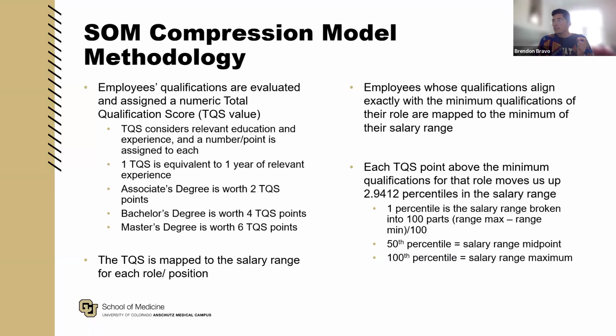Just to note, an employee whose qualifications align exactly with the minimum qualifications of the role is mapped to the minimum of their salary range. And then each TQS point above the minimum qualifications for that role moves up 2.9412 percentiles in the salary range. So what we do is we take the salary range and break it into 100 parts, so 1 percentile, and then each point above the minimum TQS score, they move up 2.9412 percentiles. So the range you get is using that model, and then you get 5% above that and 2% below to help with negotiation.